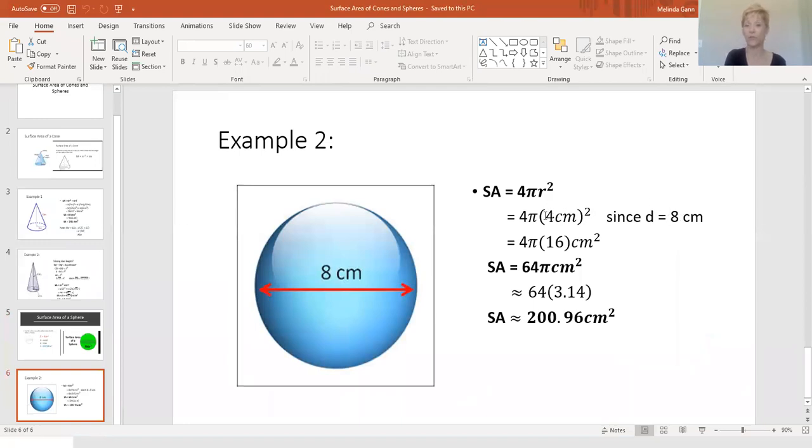Well, you have to square your 4 and get 16, and then 16 times 4 is 64, and don't lose that pi. So 64 pi. If you substitute 3.14 for that pi, then make sure you put 200.96. Either way, I've got to have square centimeters, because surface area is square units. So that's a cone and a sphere, super easy. I don't think you're going to have any trouble with it.